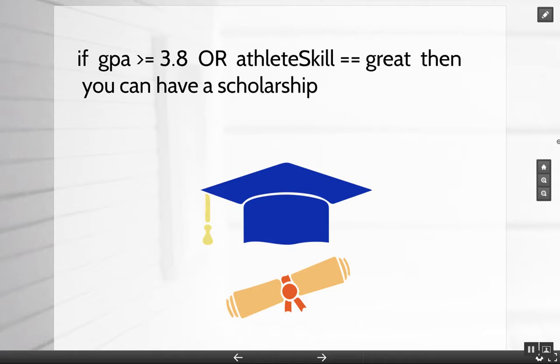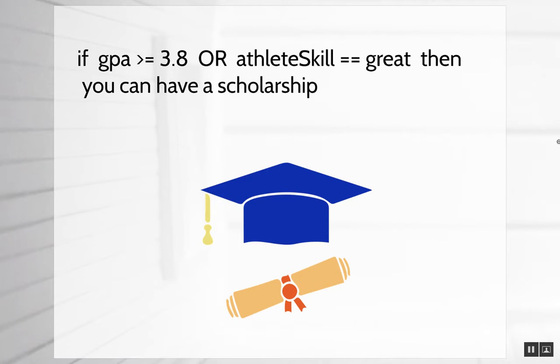Let's look at the OR condition, or OR operator. With the OR operator, only one condition has to be true for the code below to run. Let's say you're trying to get a scholarship to college. You either have to have a high GPA or you have to be a great athlete. Either one of these conditions would allow you to get a scholarship. Only one needs to be true for that to happen.